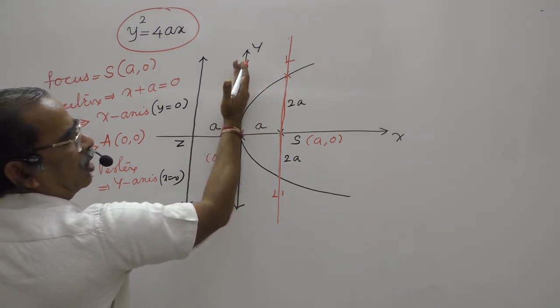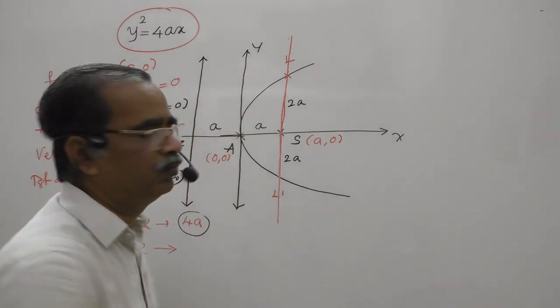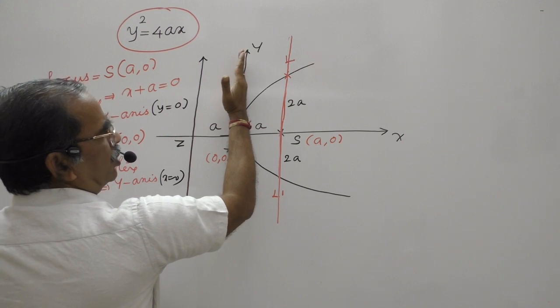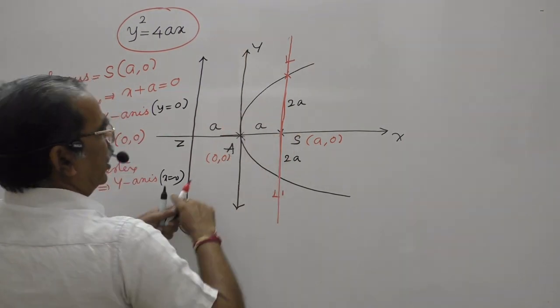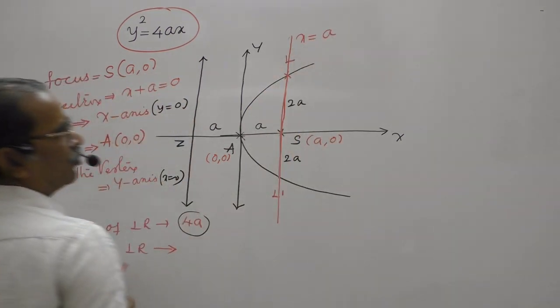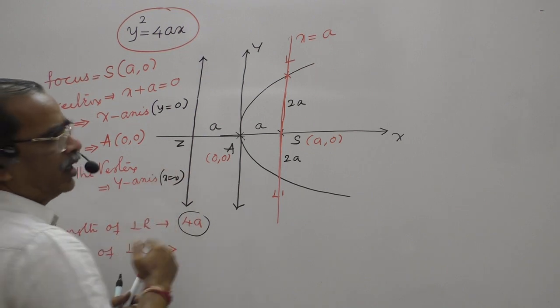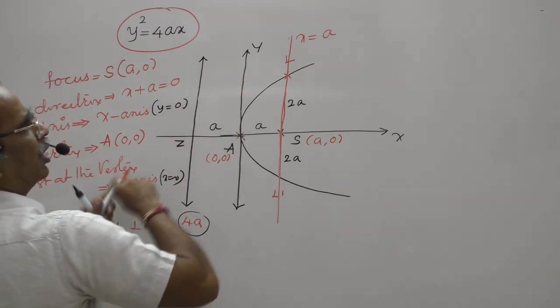Any line parallel to the y-axis. The y-axis equation is x equal to 0. This is x equal to 0. How much distance? A distance of a on the right side. Therefore, the equation of this will be x equal to a. What is this? It was the directrix, parallel to the y-axis at a distance of a on the left side.